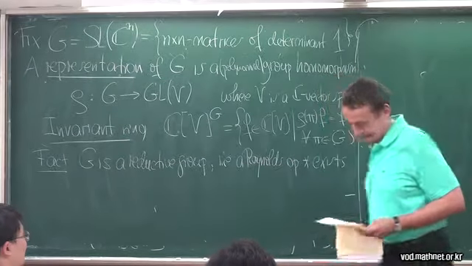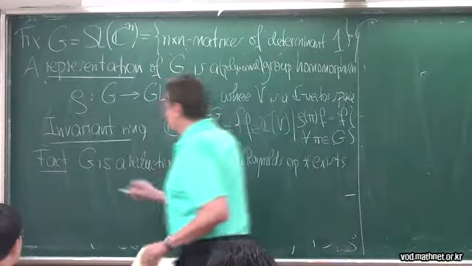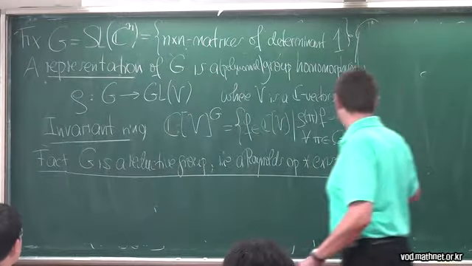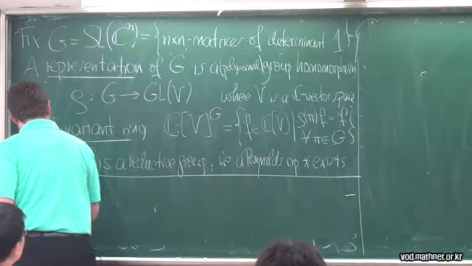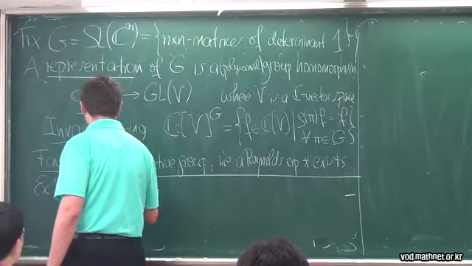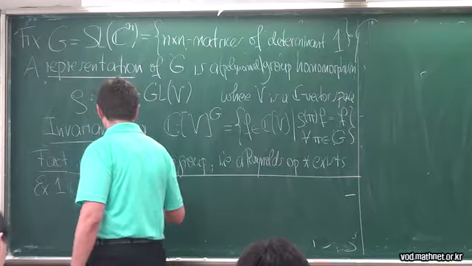Okay, let's do an example. My example 1 is the adjoint representation of SLN.